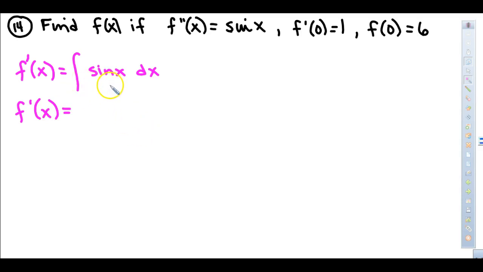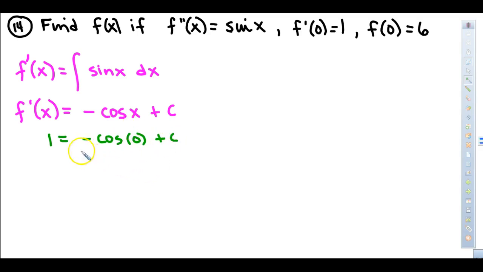Sine is the derivative of negative cosine. Okay? That's because the derivative of cosine is negative sine, but because this is positive sine, we got to put our negative on the cosine. Plus c. Okay? Now, to get our particular solution, we're going to use this ordered pair right here, 0, 1. So 0 in the place of x, 1 in the place of y.